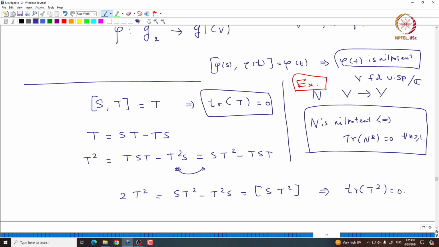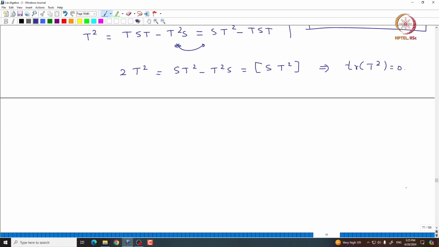square is 0. So, now you have trace t is 0, trace t square is 0. So, this suggests that 2t square equal to the bracket s t square suggests that k t power k should be equal to the bracket s t power k. Let us use induction to prove this.